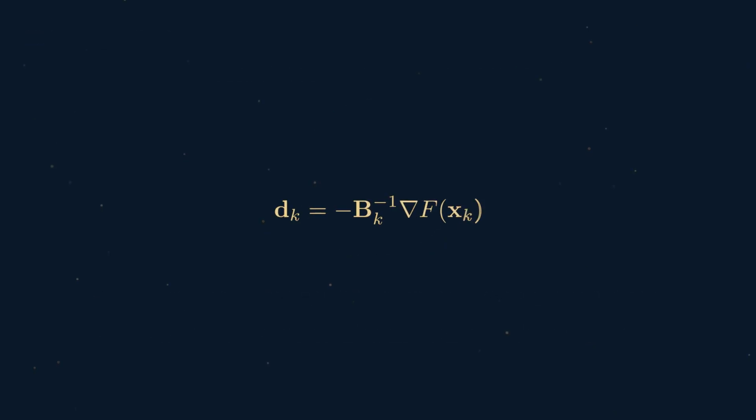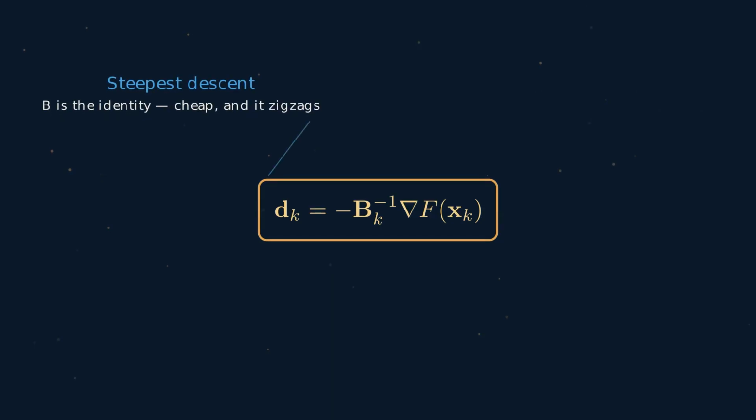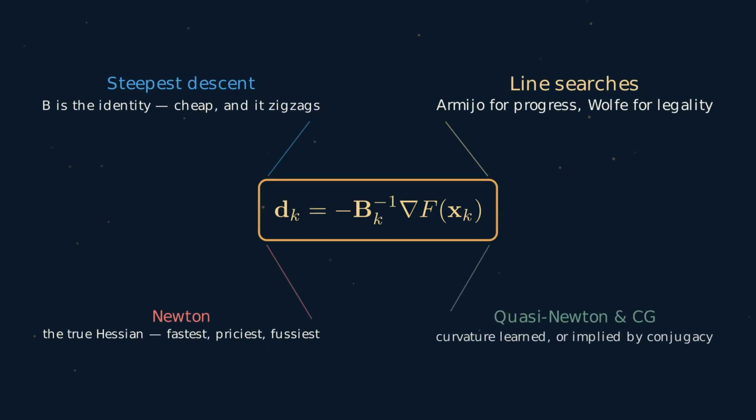So here is the whole lesson in one line. Choose a model of the curvature and everything else follows. Take nothing and you get the honest, plodding baseline. Add a sensible step rule and any descent method becomes trustworthy. Take exact curvature and you pay for the fastest convergence there is. Or learn it, or imply it, and those two compromises are what practitioners run.